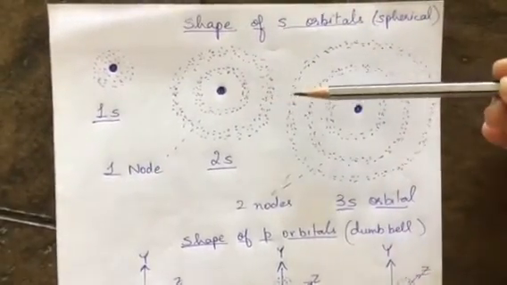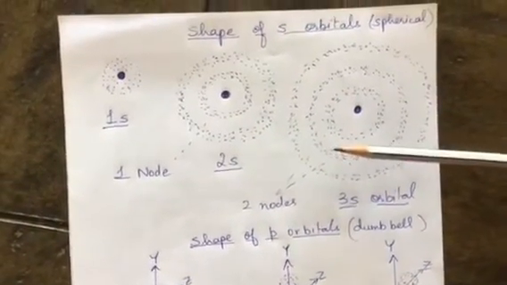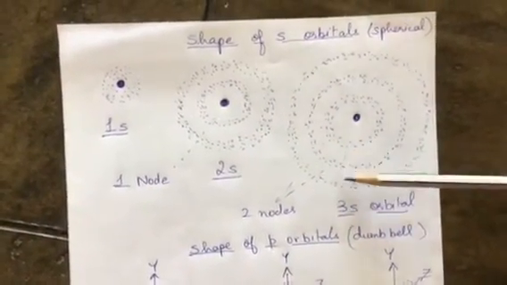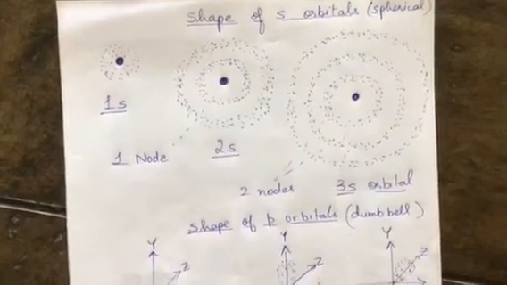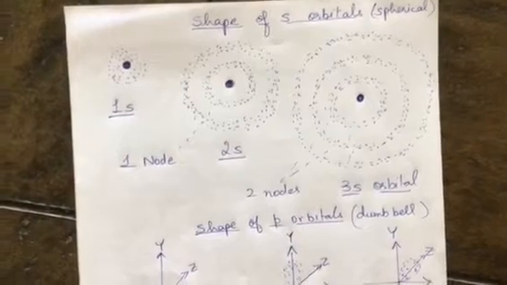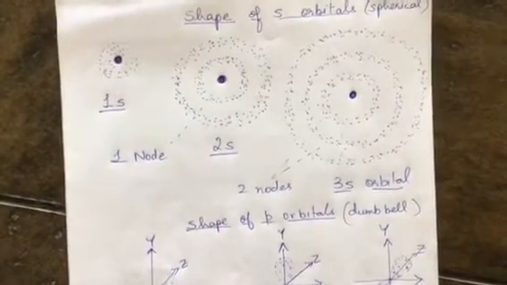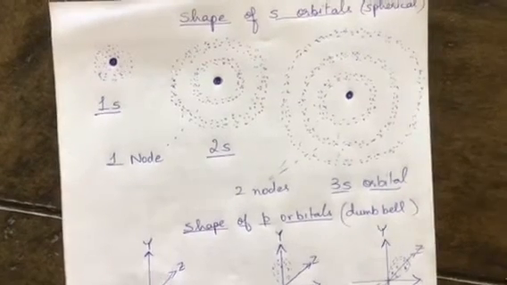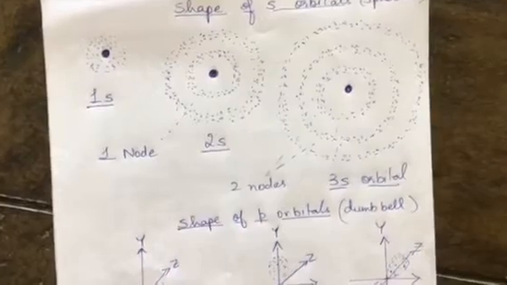This is 2s orbital, which has one node. This has 2 nodes. Now what is a node? This and this are the 2 nodes in the 3s orbital. The nodes are the spaces around the nucleus where the probability of finding the electron is minimum. So these are the spaces through which the electron travels.